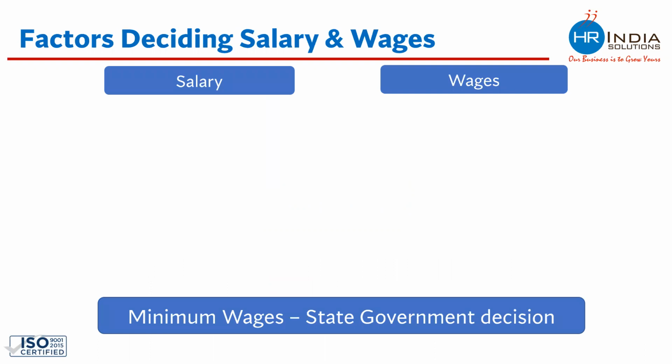Wages which are paid to workers are normally decided by every state government, which is called minimum wages. Every state in India has decided minimum wages for their state workers. Maharashtra government has decided minimum wages for Maharashtra workers. Similarly, Haryana government has decided minimum wages for Haryana workers. You cannot pay less than the decided minimum wages in that state. So basically, workers' wages are decided by the state government, which is called minimum wages. And every state in India has decided that paying below that would be illegal.